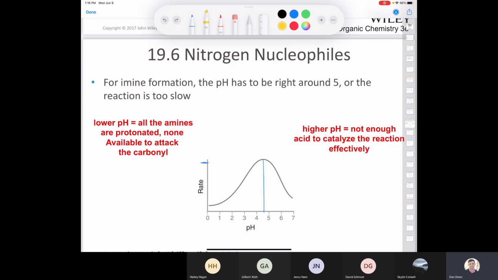So there we go. Imine formation, a new functional group. You could practice drawing the imine on your own time. You've got a carbon with a double bond to a nitrogen, and then you've got an R group here. These could all be different R groups, and this one could be a hydrogen. But this is an imine, which again is a Schiff base. And imines are going to come up again later on in this lecture.